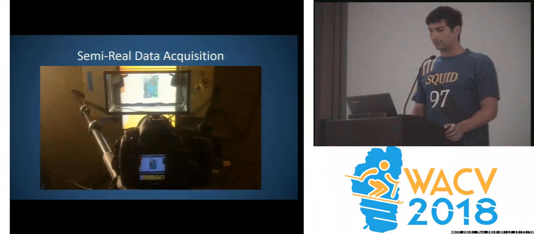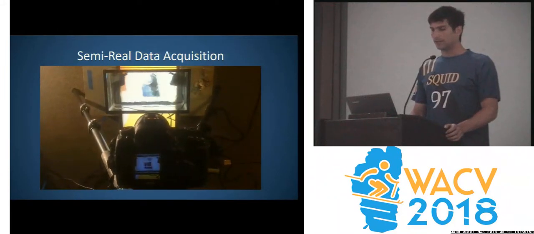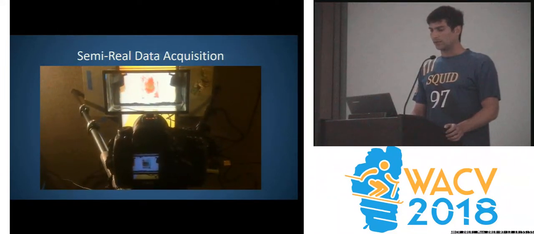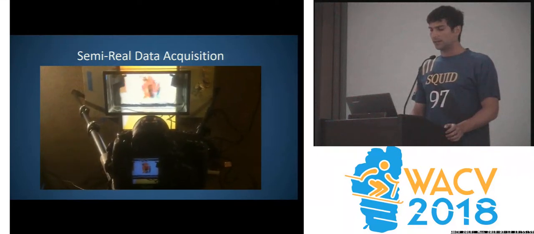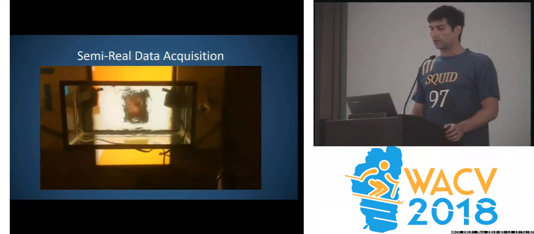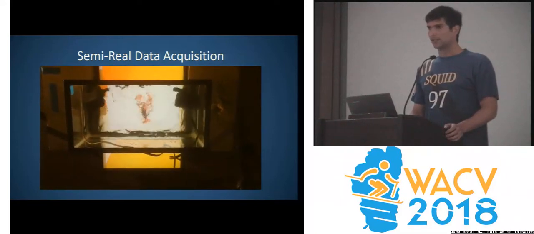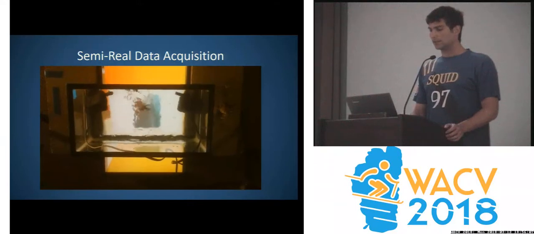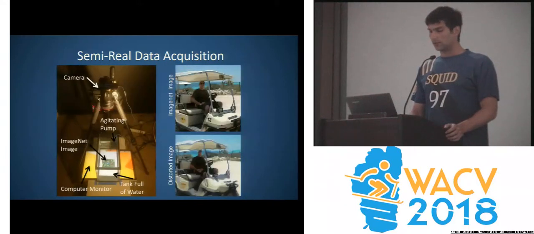To do this, we put a camera on a tripod looking down into a glass tank that was full of water. We have two pumps in there that keep the water turbulent, and a computer monitor on which we show ImageNet images. And so we're able to, over the course of a couple days, collect around 100,000 images. So here's a diagram of our setup, an example original ImageNet image as well as the distorted image.